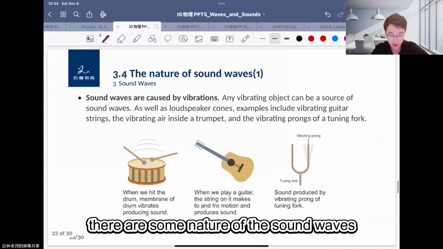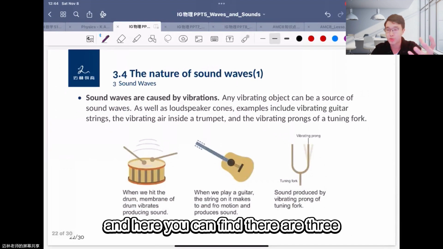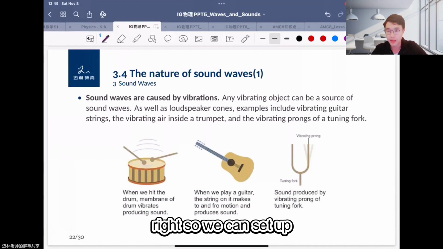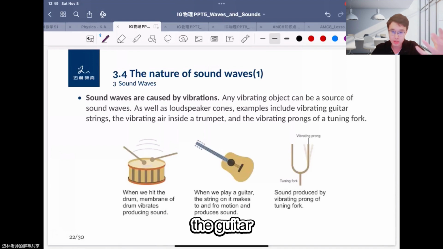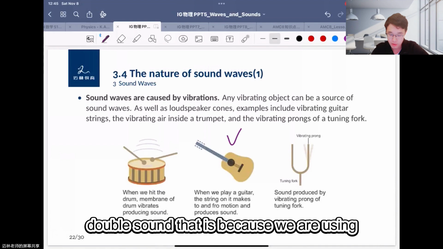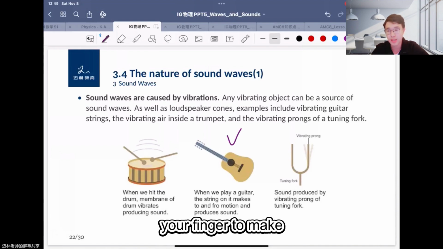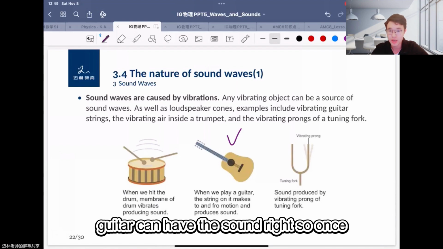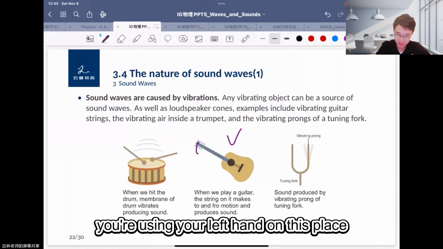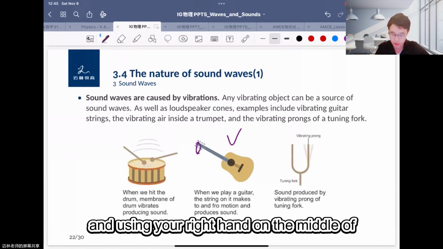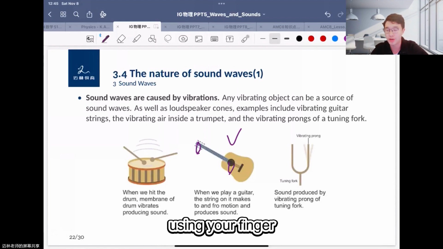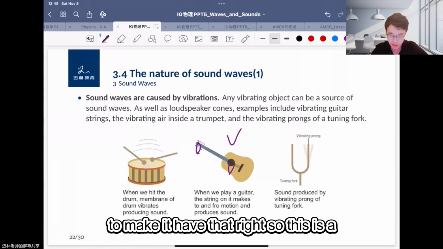And here are some natures of sound waves. You can find there are three instruments. The first is a drum, the second is a guitar, and the third is a vibrating probe, right? So why can the guitar have a sound? That is because you are using your finger to make the string vibrate, right? Once you use your left hand on this place and your right hand on the middle of the guitar, you can find you're using your finger to make it sound, right? So this is how a guitar produces sound.